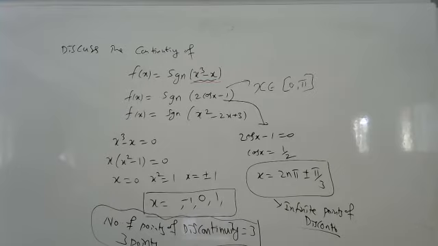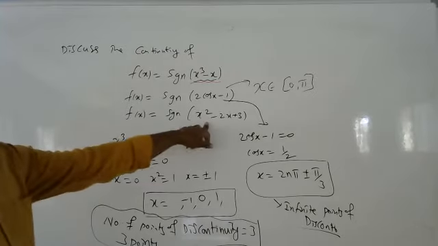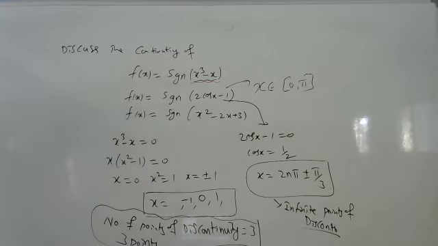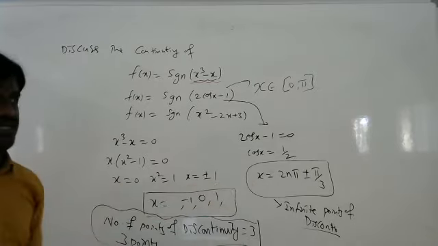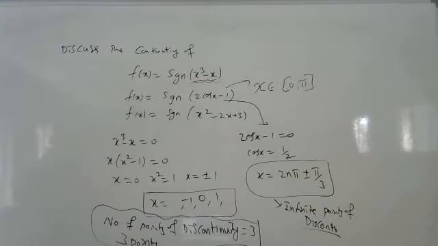So the next one you can do and tell me. x square minus 2x plus 3, when is it going to become discontinuous, the point of discontinuity? That you can tell me. Here there are 3 points of discontinuity, here infinite points of discontinuity, if 0 to pi then 1. Likewise you have to tell the answer.